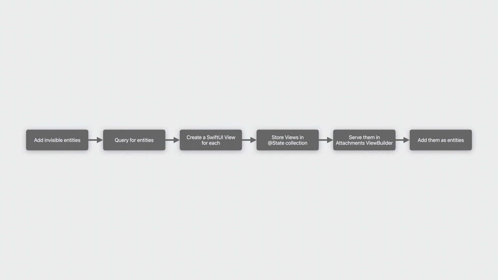Then finally, in the update closure of our reality view, we'll receive our buttons as entities and add those new button entities to the scene. We'll add each one as a child of the marker entities we set up in Reality Composer Pro. Let's understand these 6 steps through a more detailed diagram, and then we'll look at the code.